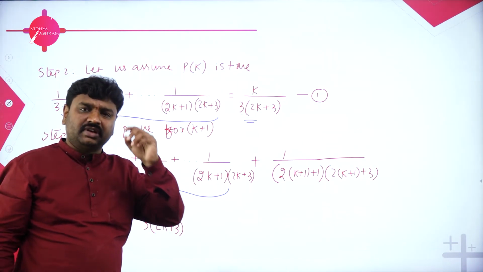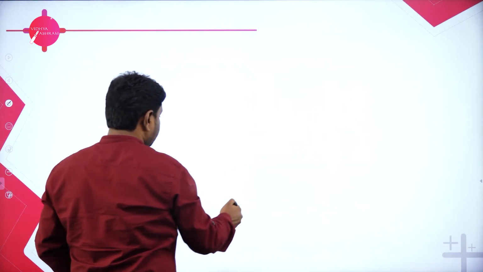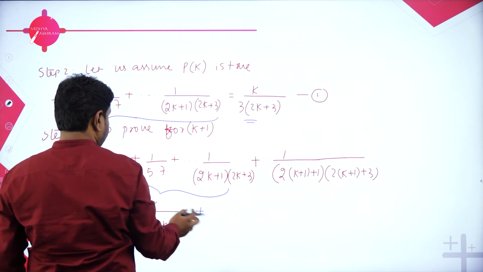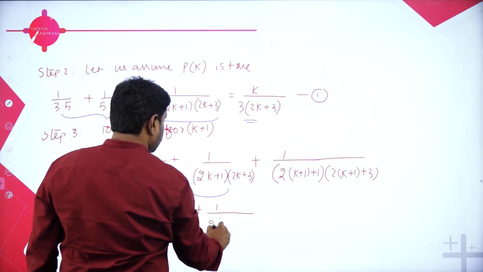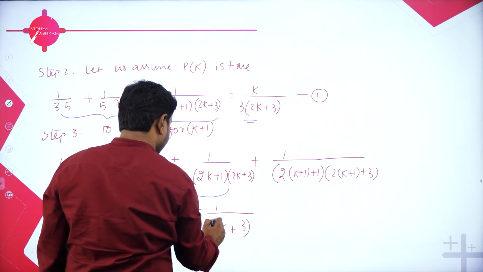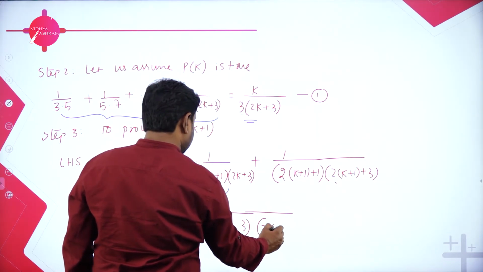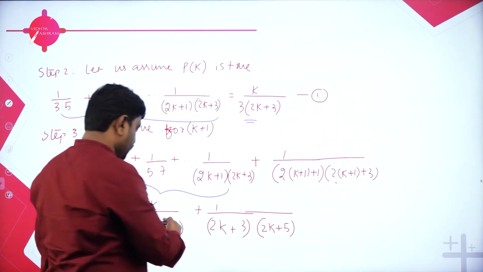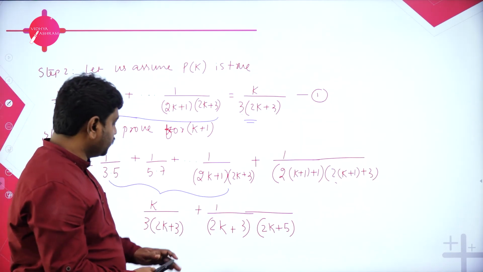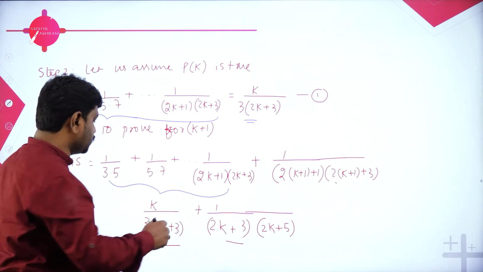In mathematical induction, we'll assume the statement is true for k. So this whole thing is replaced by this, and the next term we'll write as it is. What is the next term? The next term is 1 by 2 into (k plus 1) into (2k plus 2 plus 3), that is 2k plus 5. Now take the LCM for this. Before we take the LCM, as I always told you, if anything is common, take it out. This is a crucial step. If you observe carefully, 2k plus 3 is common. First take it out, then simplify.